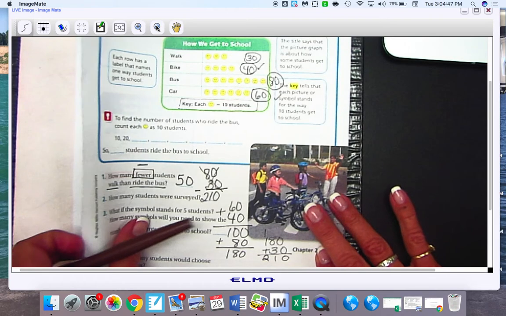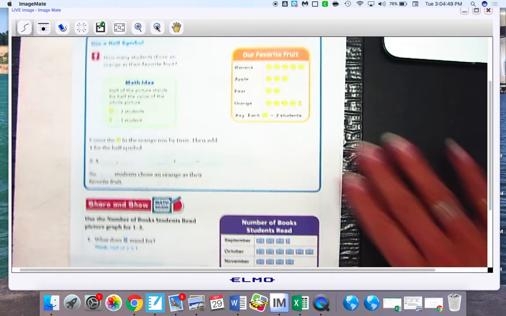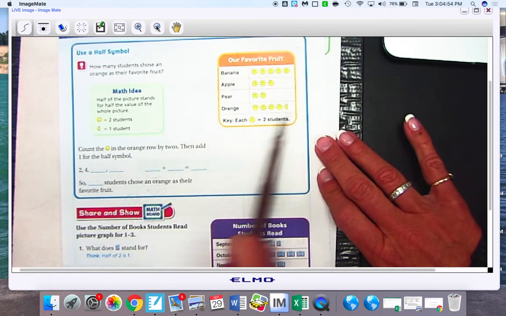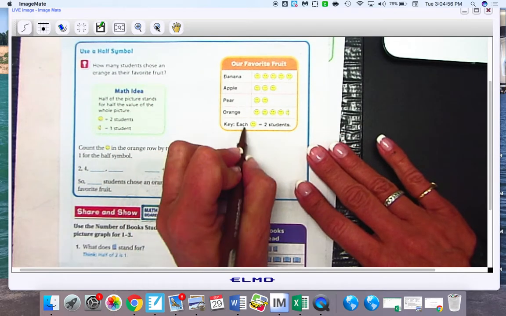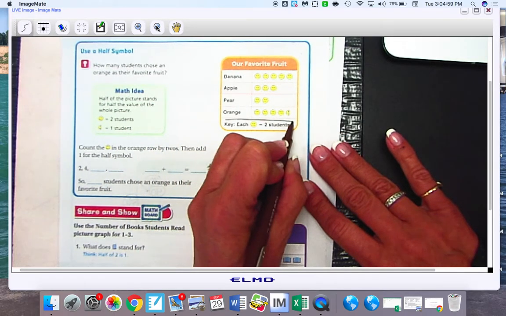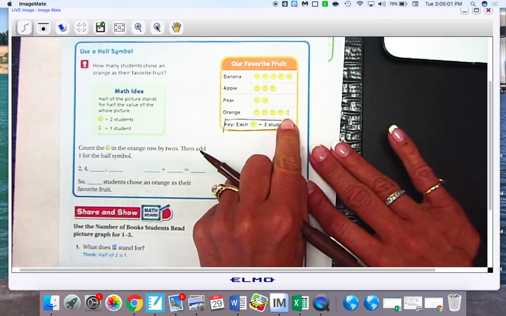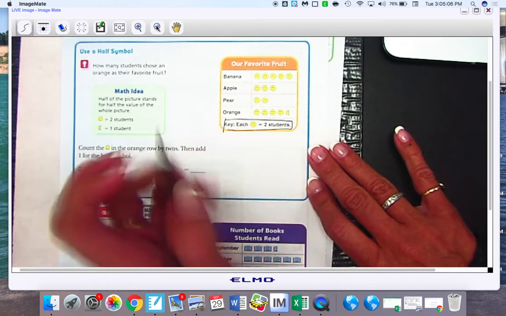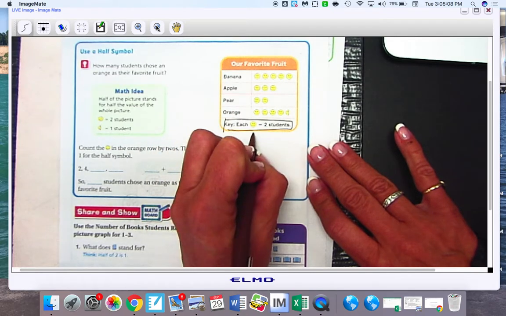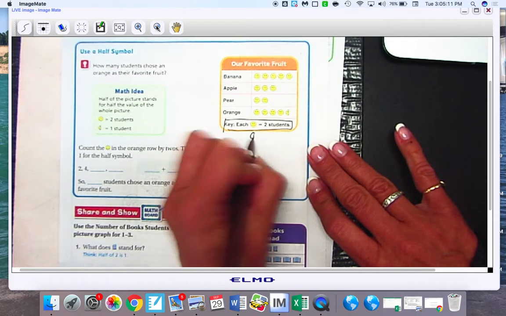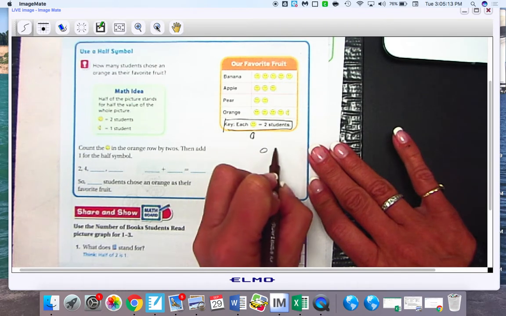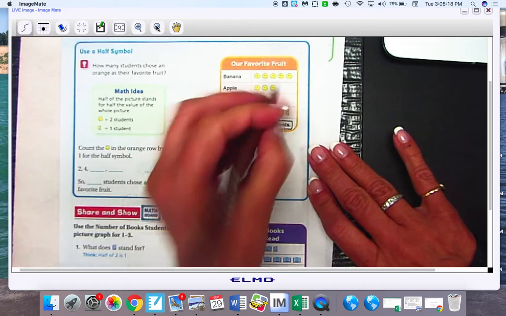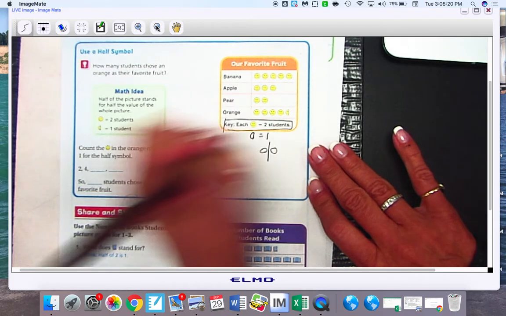All right, go ahead and turn your paper over and start working on your favorite fruit. Take a look at the key. Each circle equals what? Ooh, that's a half a circle in orange. So if a whole circle is 2, and I only have a half of a circle, I kind of have to think about 2 and think, how much is half of that? And it's only 1. So a half a circle in this case is going to equal 1 student.